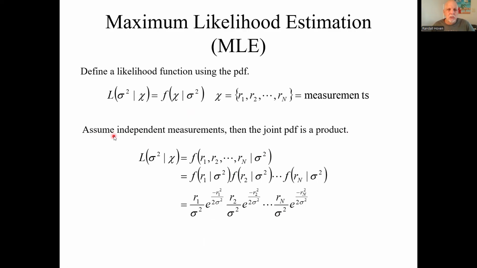We're going to additionally assume that the measurements are independent, so that this joint PDF is the product of the individual PDFs. Since we're assuming they're Rayleigh, it's this product here. So we want the sigma or sigma squared that maximizes this likelihood.